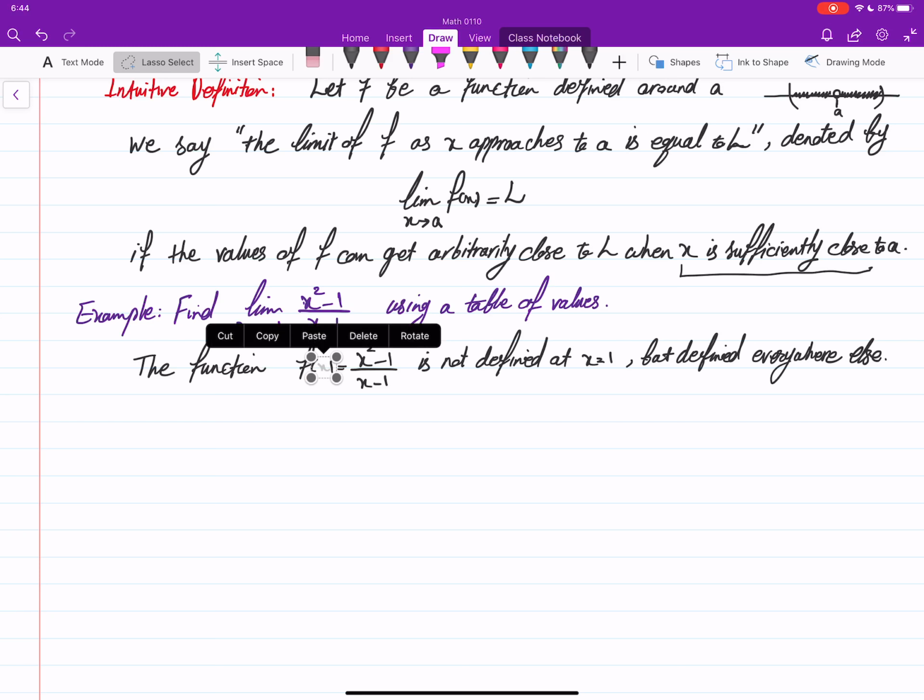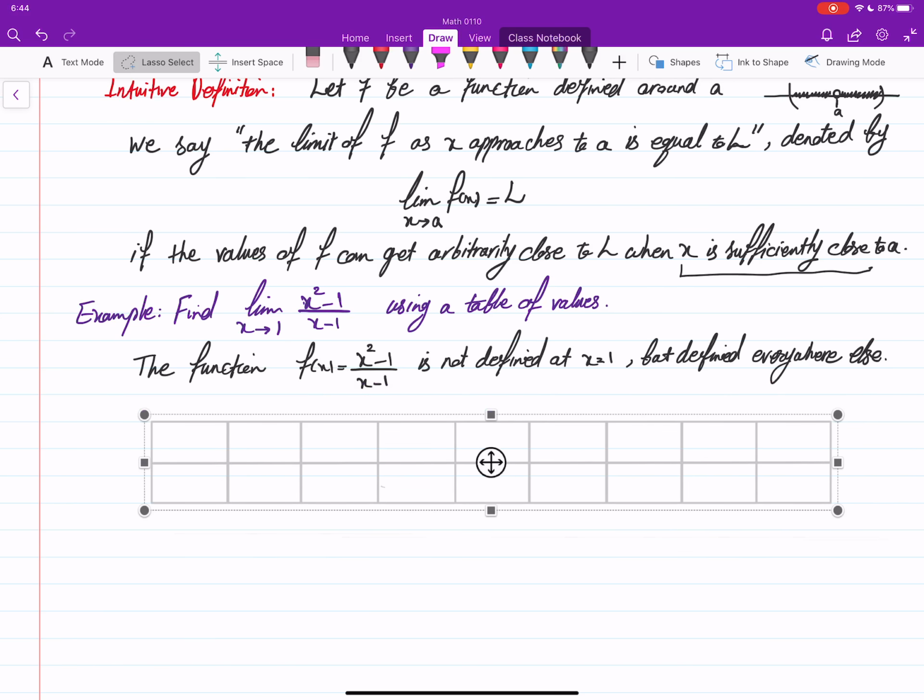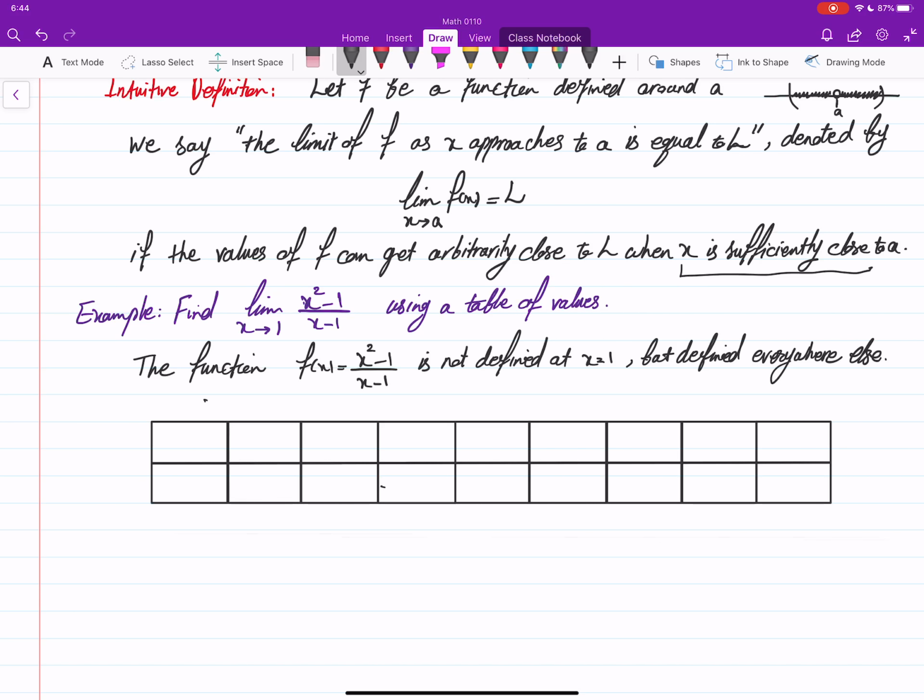Let me bring the table of values here. This is going to be the x values, getting closer to 1. How can we do this? This will be 1.1, 1.01, 1.001, just some numbers getting closer to 1. And then the other side would be 0.9, 0.99, 0.999, and so on.